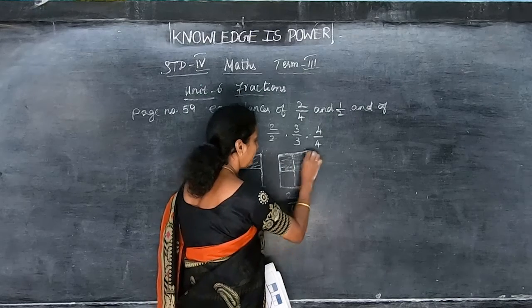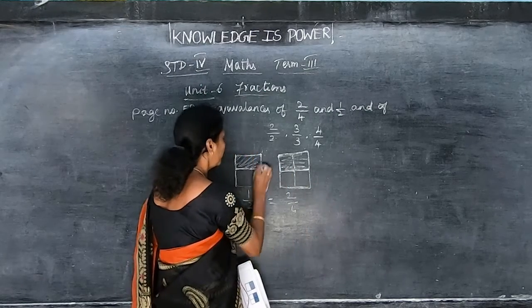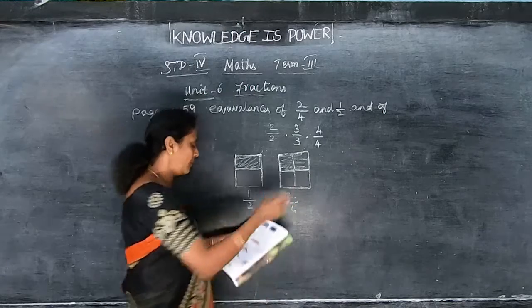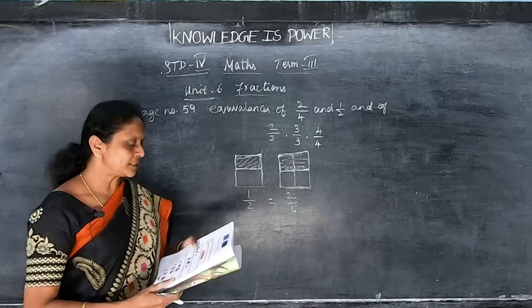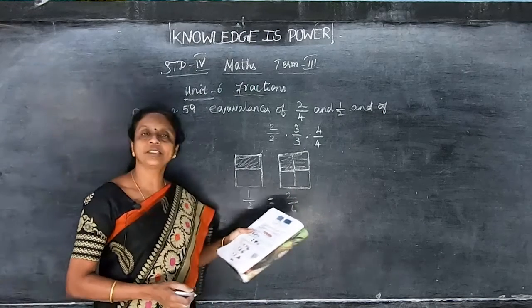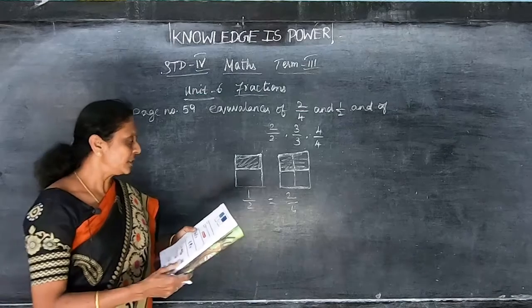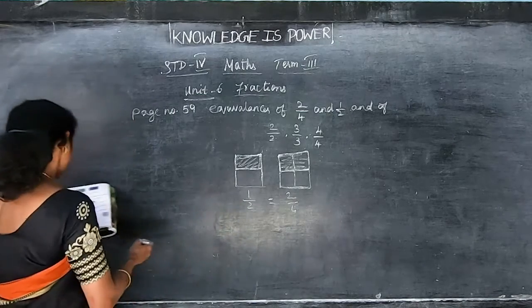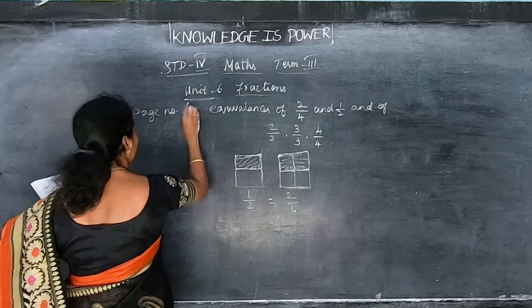2 parts are here. In the 4, here 1 part is here. 1 by 2 and 2 by 4. So this represents that both are equal size. This is known as the equivalences. Okay. So here in exercise number 6.5, now page number 60.